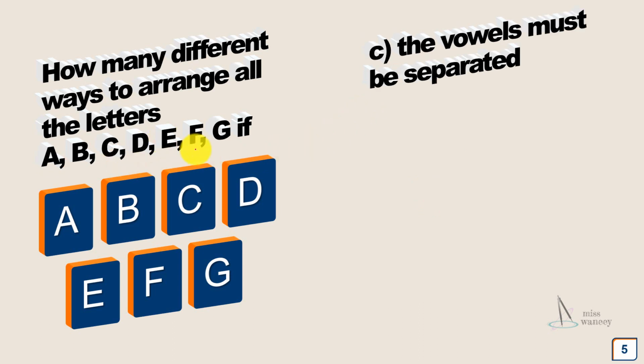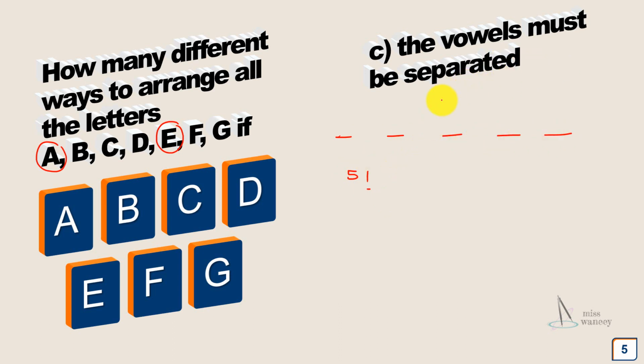Okay, so now again we are arranging A until G, but now the vowel must be separated. So A and E are the vowel and I must separate them. So that means we can arrange the consonant first. So arranging B, C, D, F, G. So we are going to arrange the consonant. Hence it will be 5 factorial because we have 5 different letters to arrange.